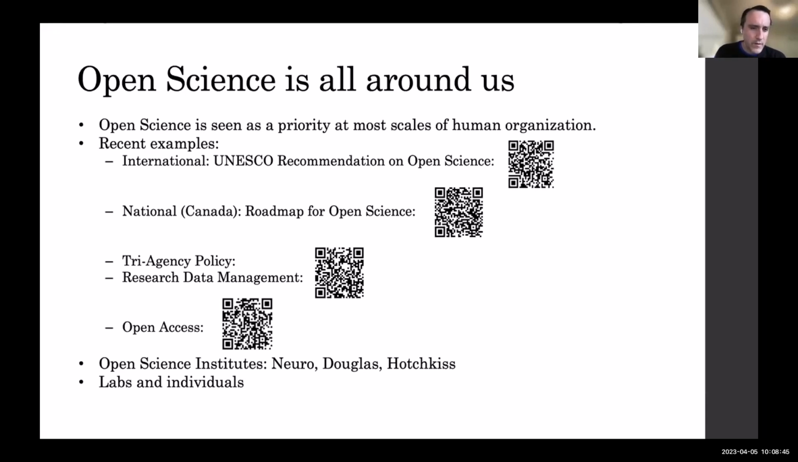We've seen in particular some neuroscience institutes come forward as open science institutes. I'm thinking of the Neuro in Montreal, the Douglas Research Hospital also in Montreal, and the Hotchkiss Brain Institute in Calgary. And of course, open science practices have become important to particular labs and individuals who believe in this idea of sharing research as widely and as quickly as possible.